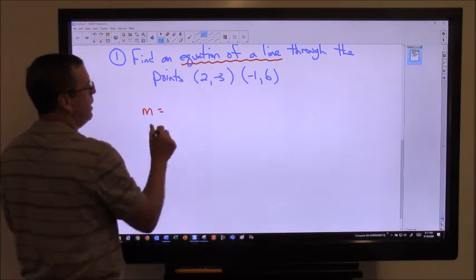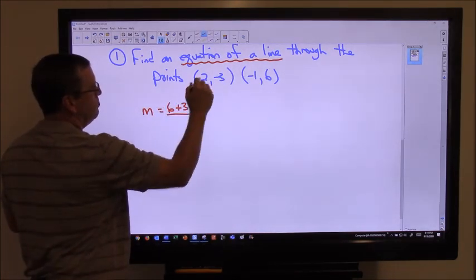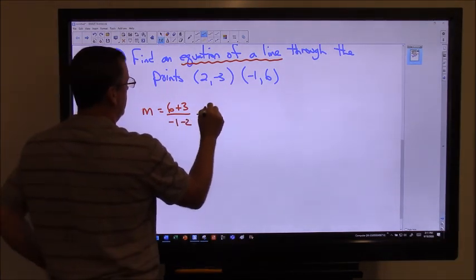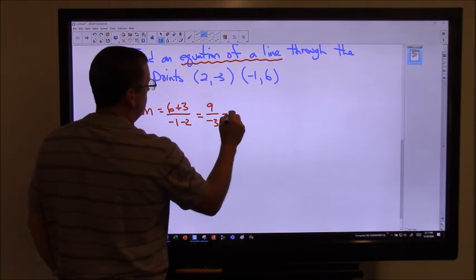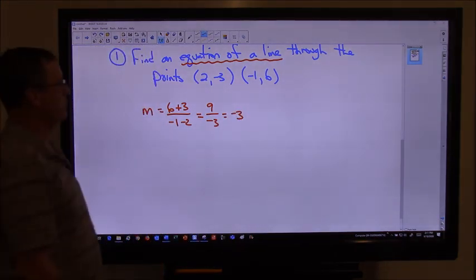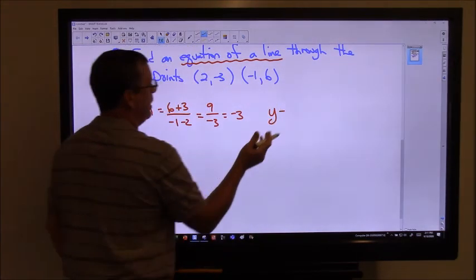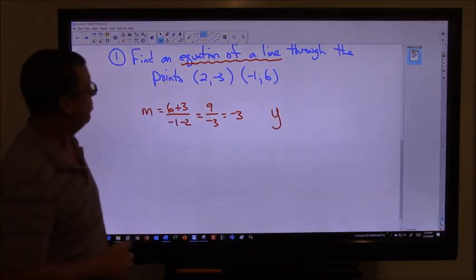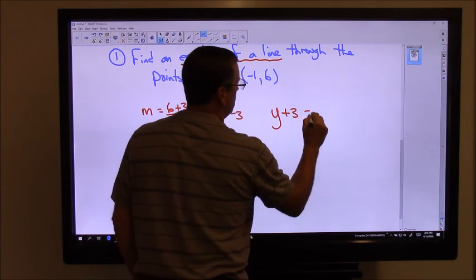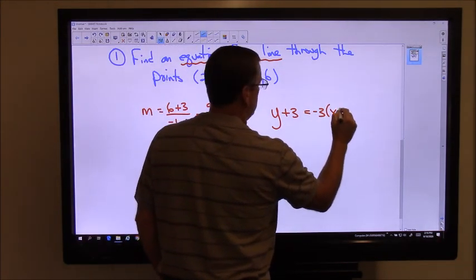So y2 minus y1, that'll be plus 3 over x2 minus x1. Negative 1 minus 2. So there we've got 9 over negative 3, which is a negative 3. Okay? There's my slope. And so now to write the equation of the line, I've got y minus the y value. I don't care which point we pick. So I'll go with the first point. So y minus a negative 3 equals my slope, which is negative 3 times x minus 2.